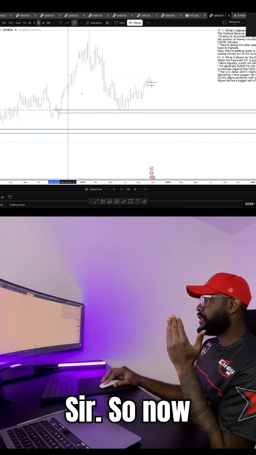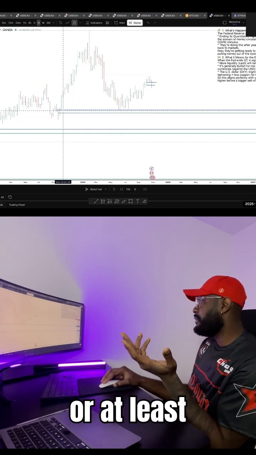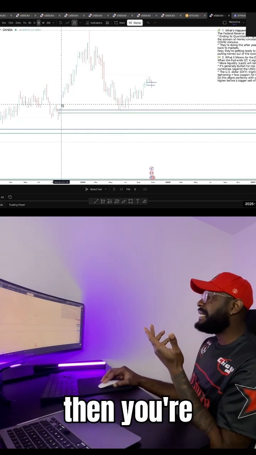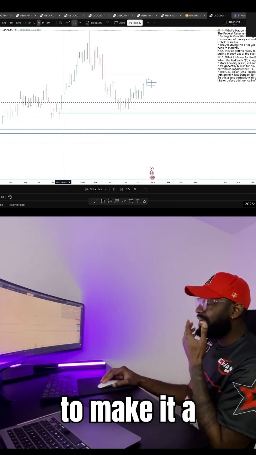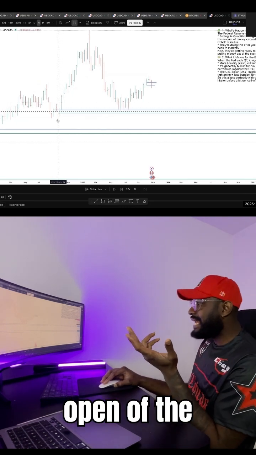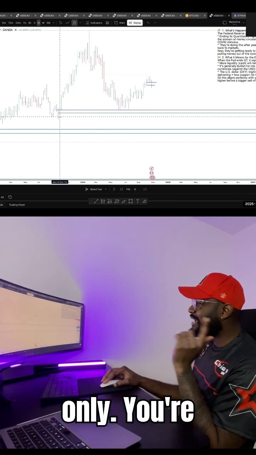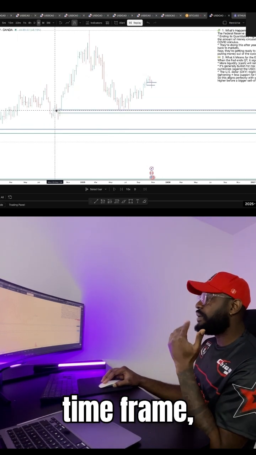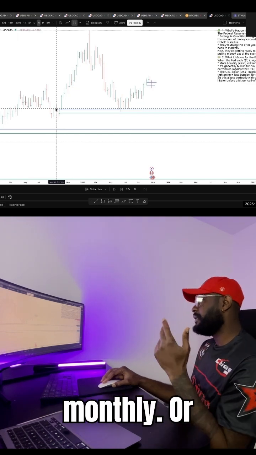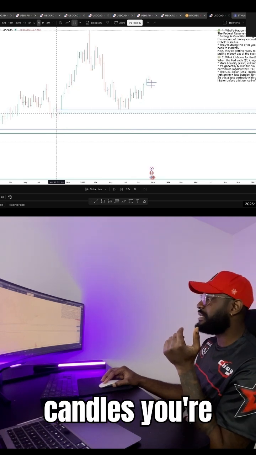Yes, sir. So now sometimes you can have, for example, a fair value gap or a last down close candle. And then you're trying to add something else to make it a higher probability that price will come to that area. It could be the open of the candle, the last candle that took liquidity and broke that structure. That candle, using higher time frame only. You're not doing this on the lower time frame. You're doing it with the daily, weekly, monthly, or 6 months, 3 months, 12 months. Those are the candles you're doing this on.